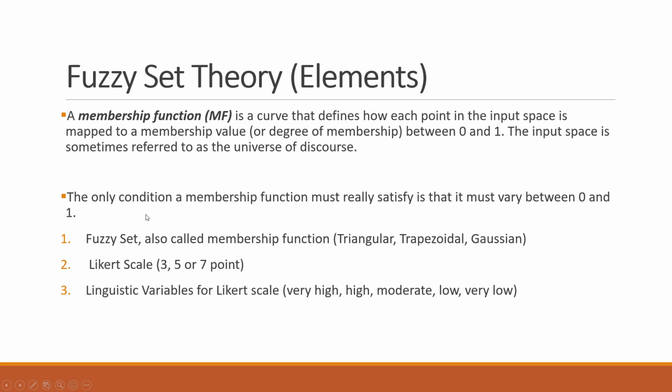For fuzzy sets, we will be using triangular fuzzy sets, trapezoidal fuzzy sets, and Gaussian fuzzy sets. You can also use a scale from 1 to 9, from 1 to 10, or from 1 to 100, and sometimes we will also be using the Likert scale, in which we transform qualitative or linguistic variables, such as very high, high, moderate, low, very low. So we can also construct a membership function for a fuzzy set.